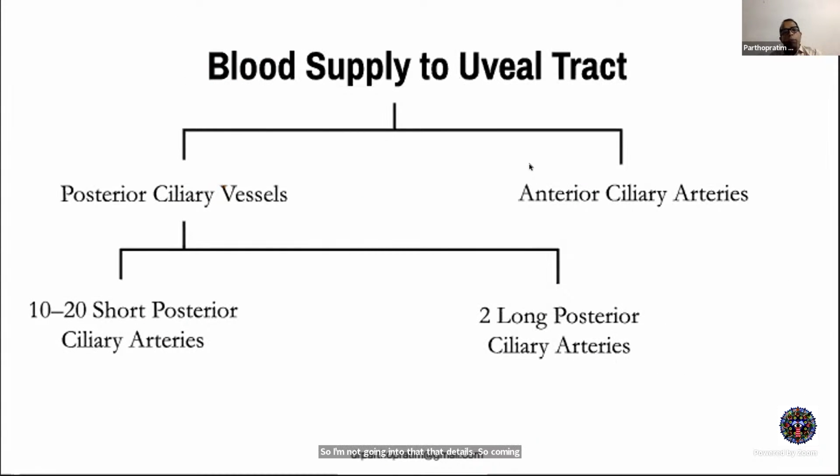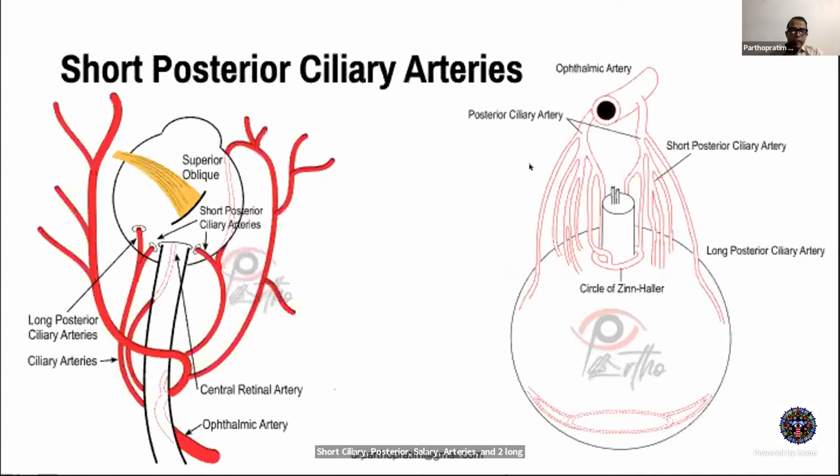Coming to the blood supply of the uveal tract, because it's a very important postgraduate question, I have put 2-3 slides on that. The blood supply of the uveal tract comes from the posterior ciliary vessels and the anterior ciliary arteries. The posterior ciliary vessels include 10 to 20 short posterior ciliary arteries and 2 long posterior ciliary arteries. The short posterior ciliary arteries enter the sclera to form the anastomotic ring. We call it the circle of Zinn or Haller.